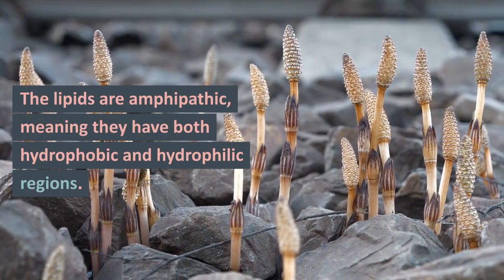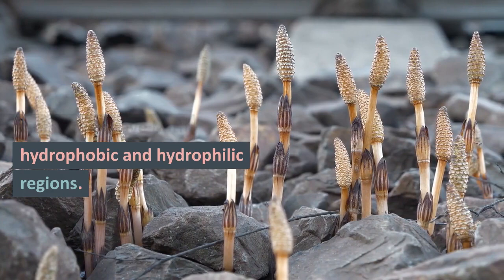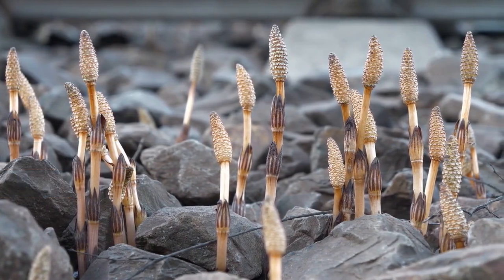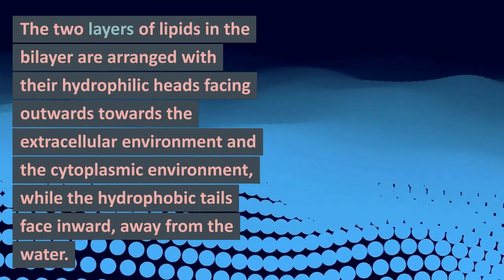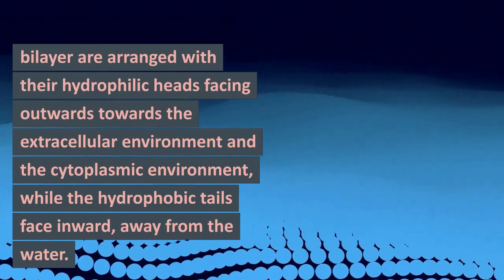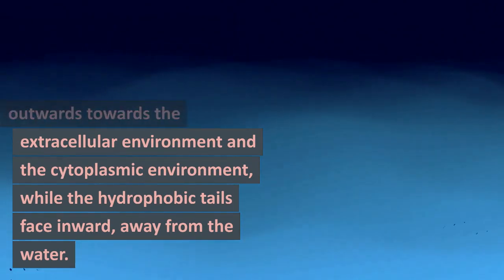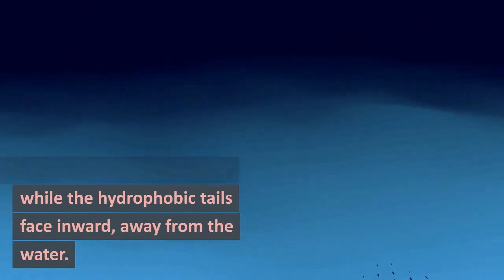The lipids are amphipathic, meaning they have both hydrophobic and hydrophilic regions. The two layers of lipids in the bilayer are arranged with their hydrophilic heads facing outwards towards the extracellular environment and the cytoplasmic environment, while the hydrophobic tails face inward, away from the water.